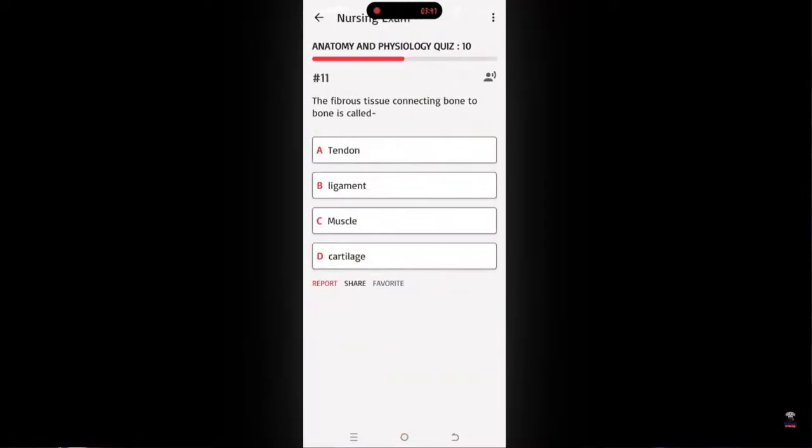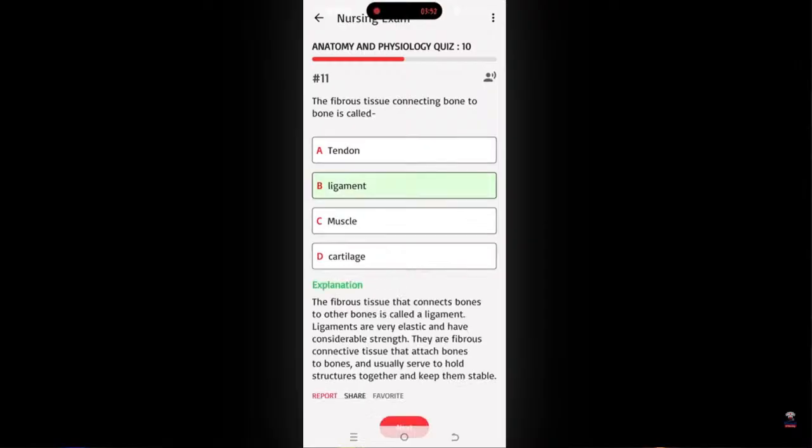The fibrous tissue connecting bone to bone is called: A. Tendon. B. Ligament. C. Muscle. D. Cartilage. Correct answer. The fibrous tissue that connects bones to other bones is called a ligament. Ligaments are very elastic and have considerable strength. They are fibrous connective tissue that attach bones to bones, and usually serve to hold structures together and keep them stable.